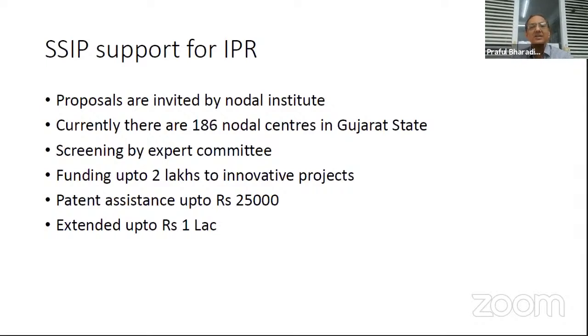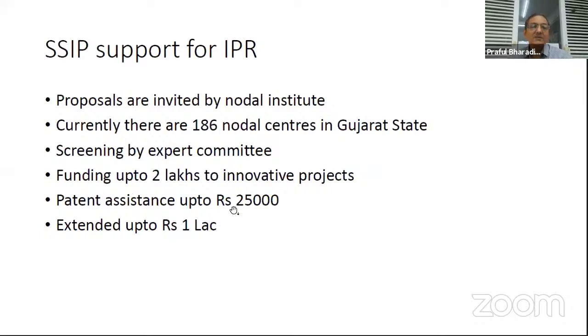So there'll be again a state level committee which will look into the requirements and they'll take a call and they'll see whether the funding can be given to the SSIP team which is working on that project. So that is about innovative projects which are being funded under the SSIP support scheme.